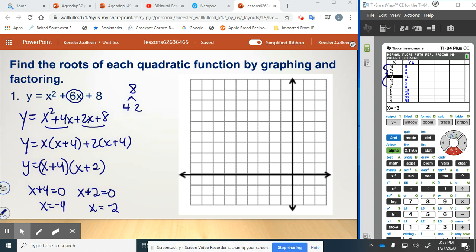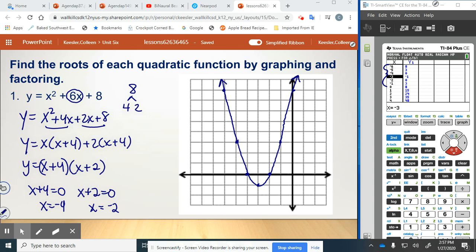So negative 6, 8 is 2, 4, 6 to the left, and 8 up. Then negative 5, 3 is left 5, up 3. Negative 4, 0. Negative 2, 0. Oh, sorry, negative 3, 1. Negative 3, negative 1. Negative 2, 0. Negative 1, 3, and 0, 8. So here I wasn't given boundaries to graph over, so I'm going to put arrows on both ends.